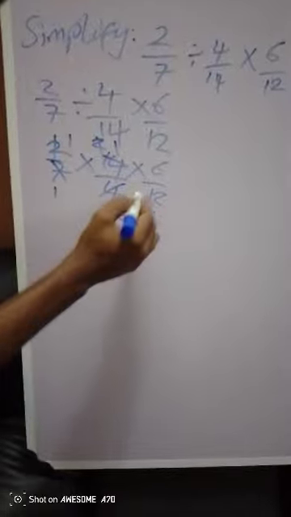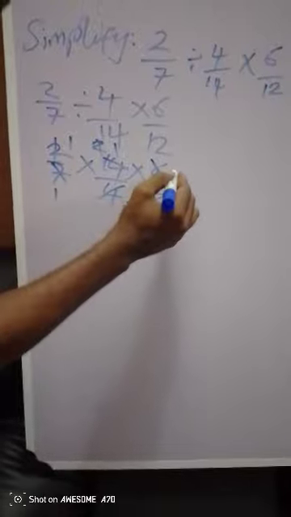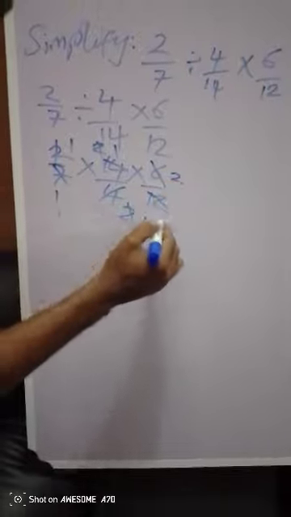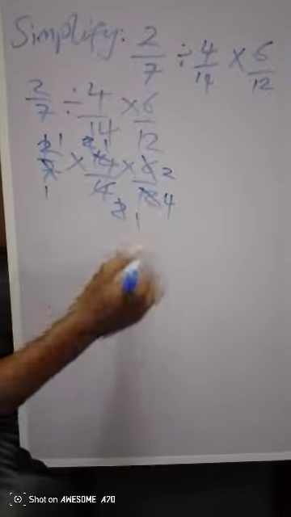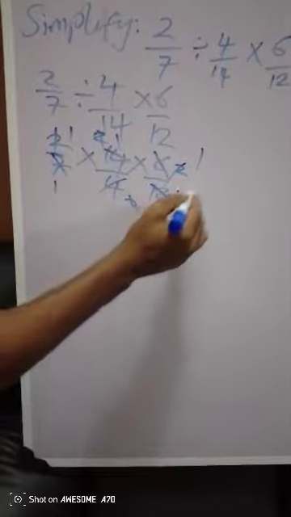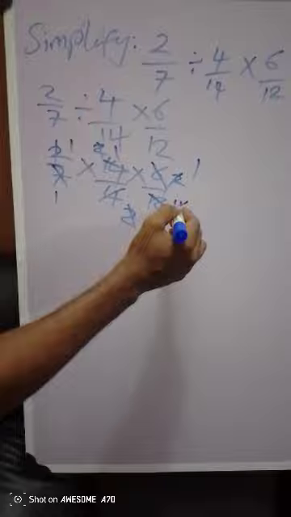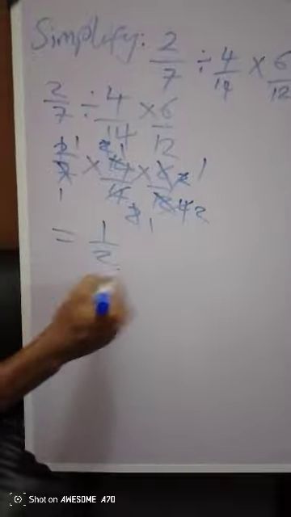Change it to its lowest term. 3 goes into 6, you have 2. 3 goes into 12, we have 4. Still, 2 goes into itself, 1. Into 4, 2. Therefore, we now have 1 over 2 as the final answer.